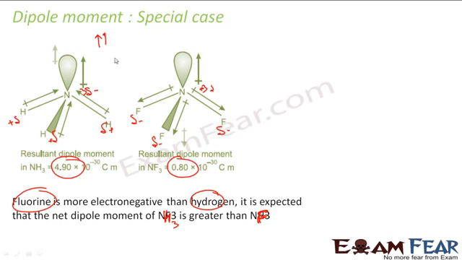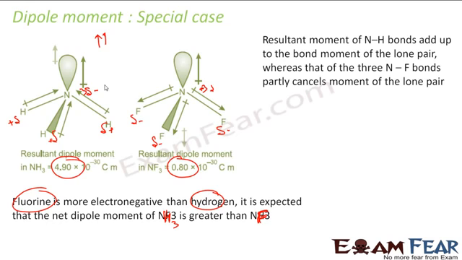Why? Why do you think so? See, the individual dipole of NF3 is more because fluorine is more electronegative, right? But the net of this guy is more. The reason is pretty simple. In this case, NH3, if you see the dipole moment, the resultant comes in this direction, right? And the lone pair dipole moment is in this direction in both cases, because there is a lone pair here, 2 electrons sitting here.